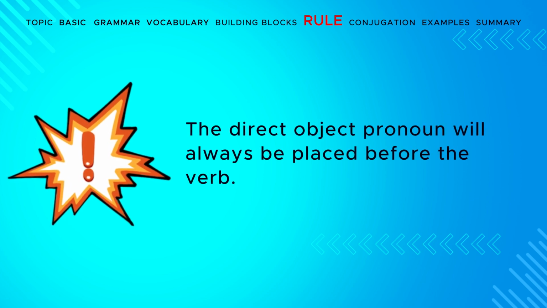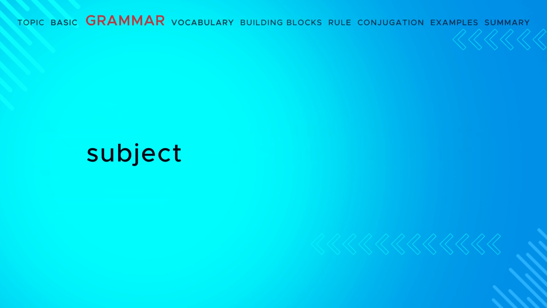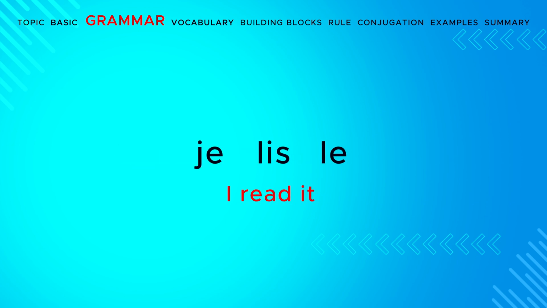The direct object pronoun will always be placed before the verb. So, while using the direct object pronoun, the structure of the sentence will be subject plus pronoun plus verb. So, let's arrange the last example in correct order. Je le lis. That's perfect.